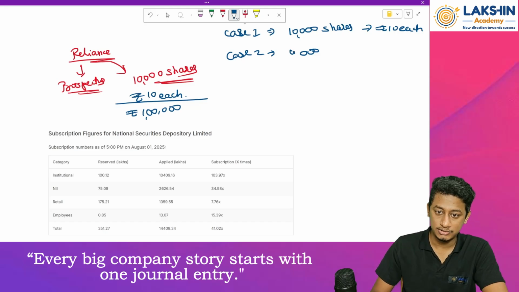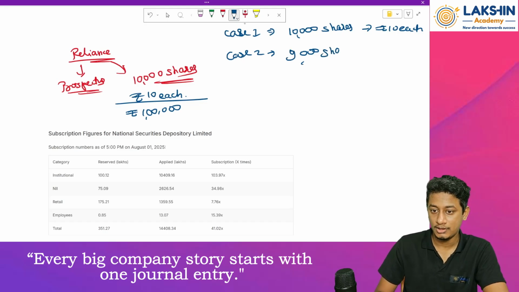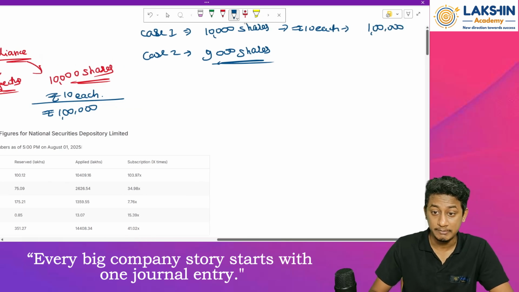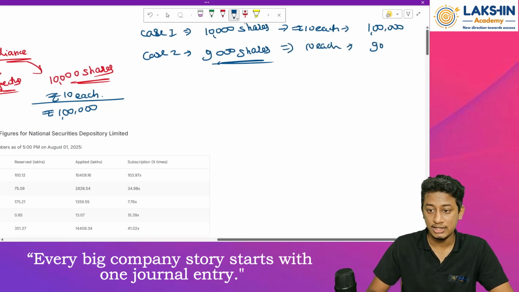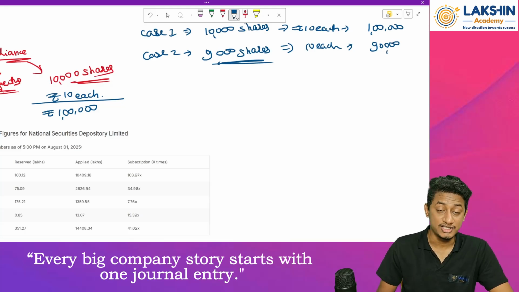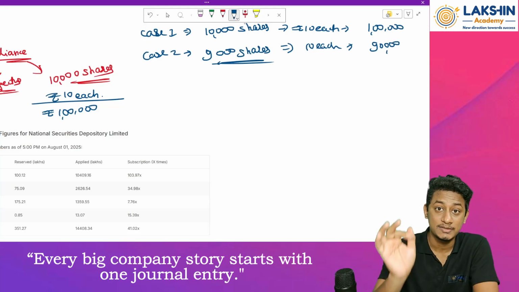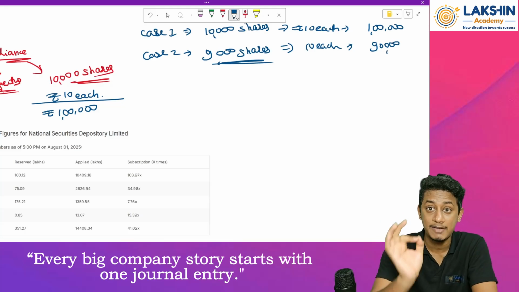Let's take 9,000 shares, for example. Okay. So we are receiving applications for how many? 9,000 shares only. So how much money can I receive? 10 each. That means only 90,000 will be received from the people. That means people are not subscribing to my shares.